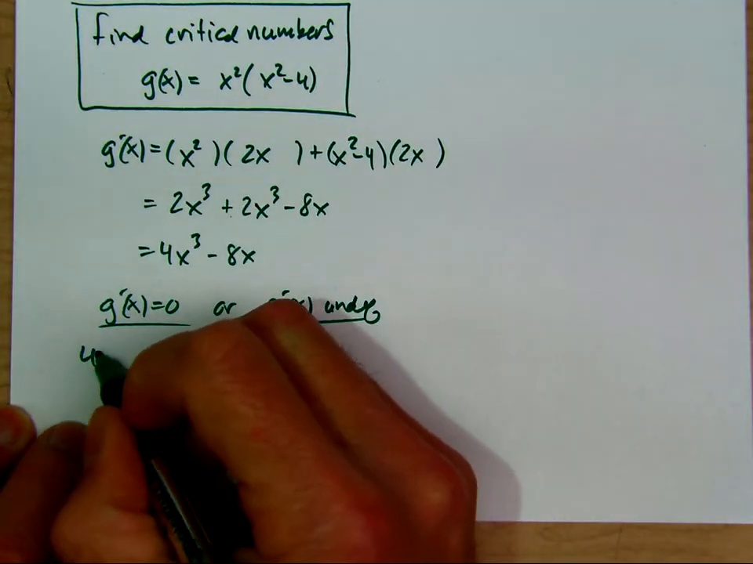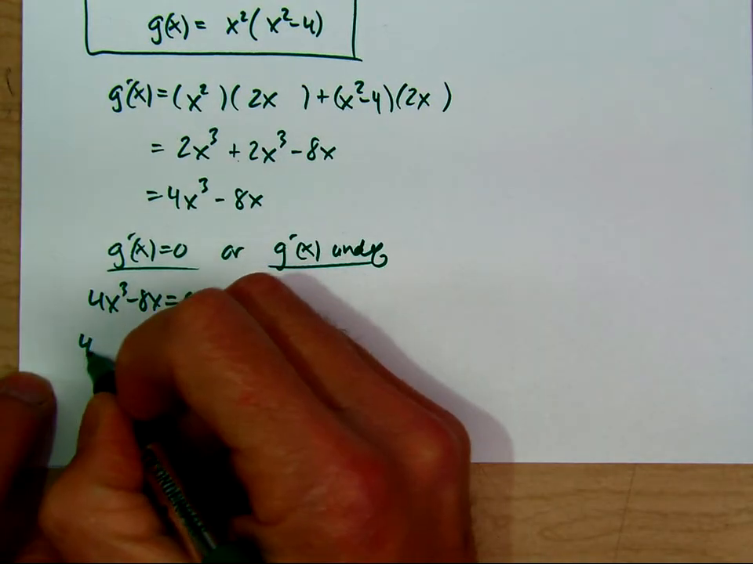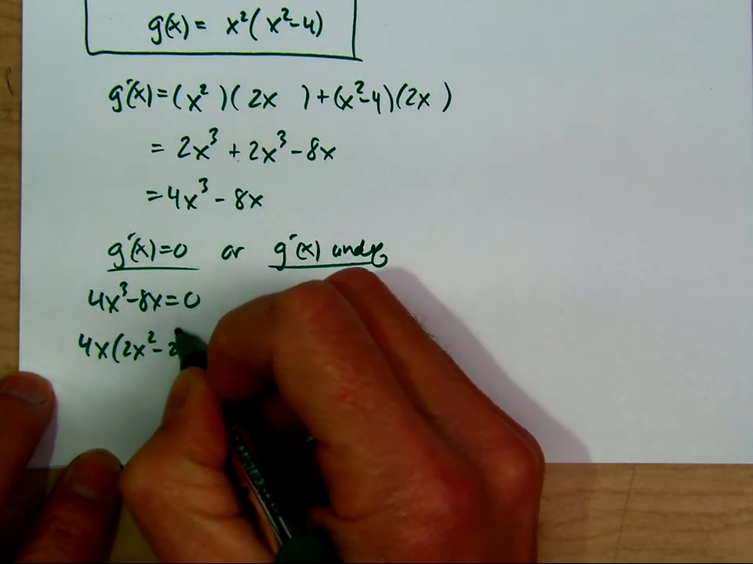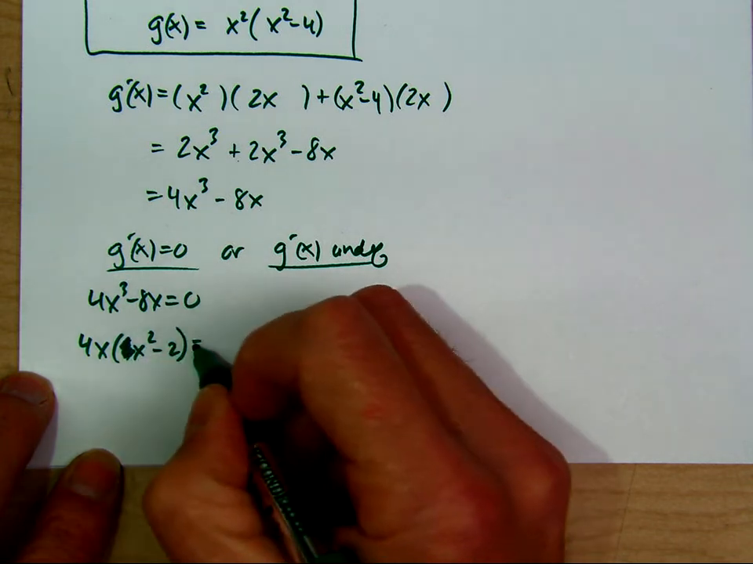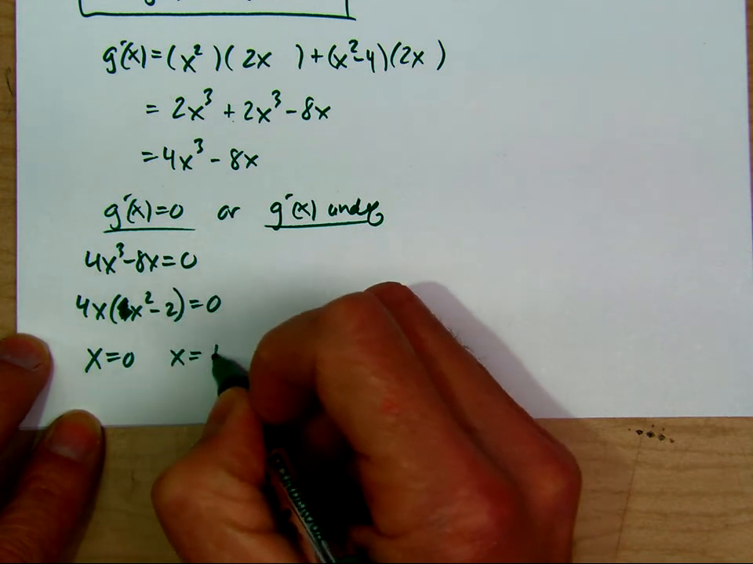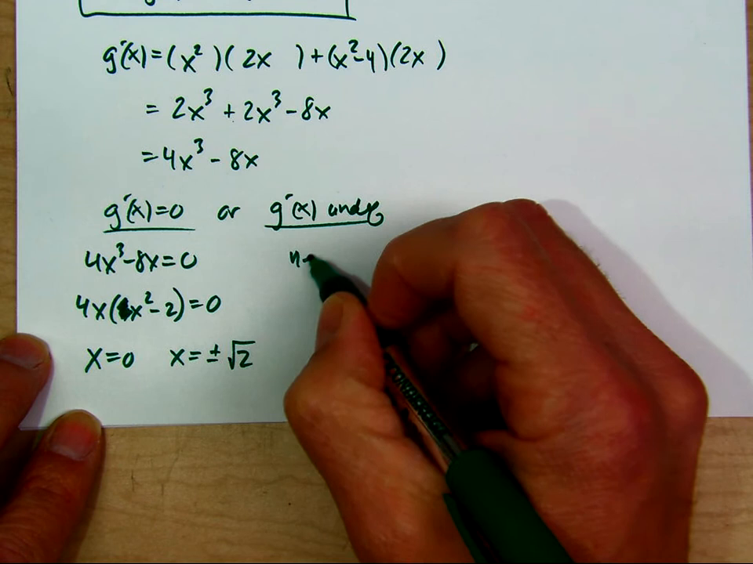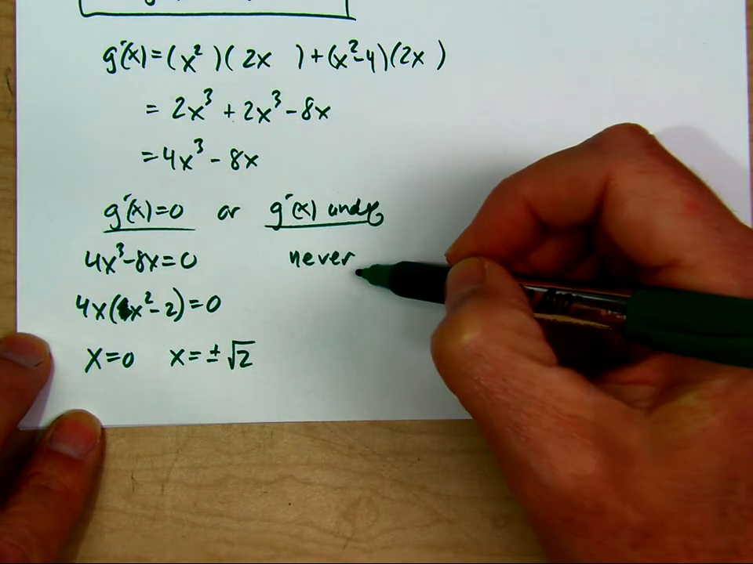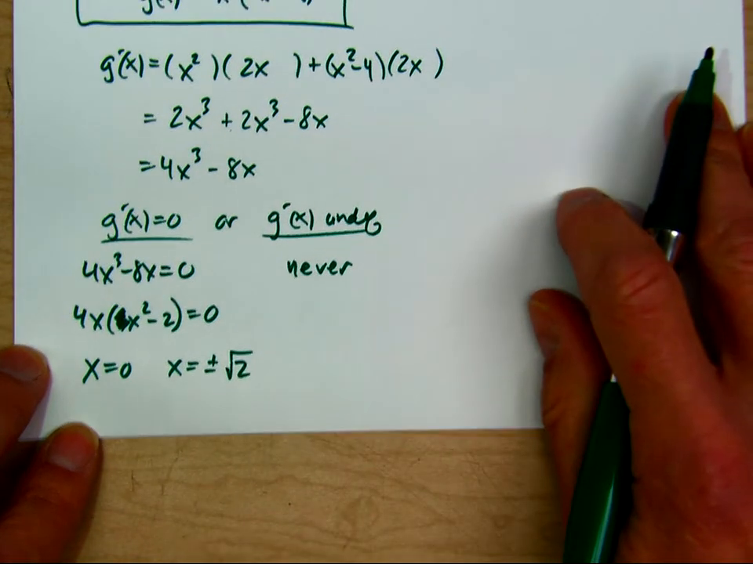So we want to know when the derivative is 0. Here we have a common factor. So x equals 0 or x equals positive or negative square root of 2. And a polynomial is never undefined. So we have 3 critical numbers on this function.